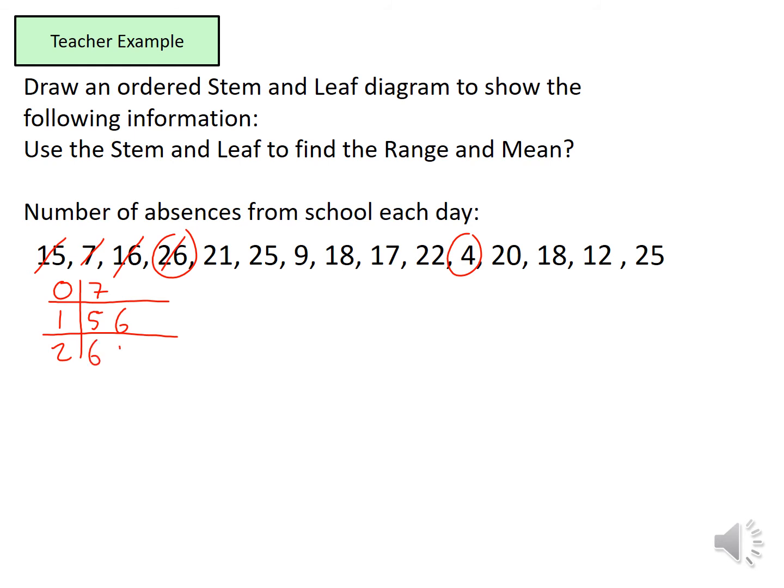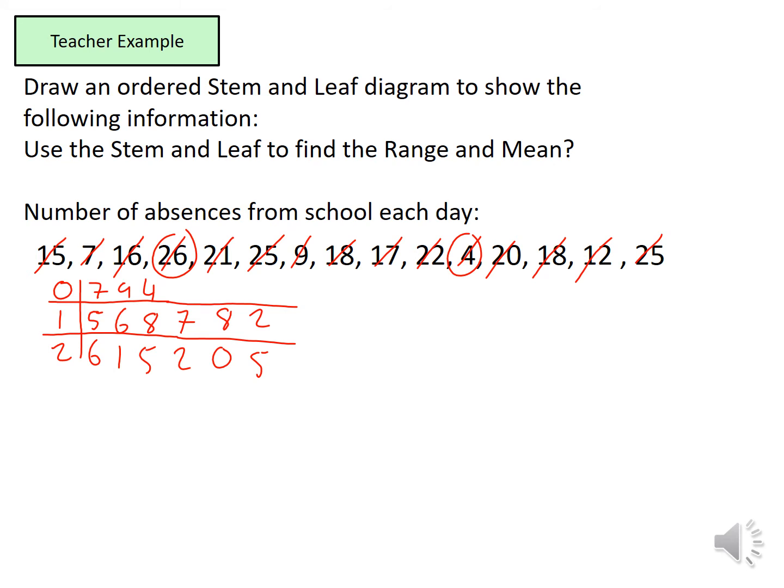Okay, and so on. Just keep going and filling them in. Cross them out as you're doing it, to make sure you don't make any mistakes and you don't miss out any numbers. So 17 would go there, 22 would go there, 4 would go there, 20 would go there, 18 would go where there's 1 stem, 12 would also go where there's 1 stem, and last number, 25. Extend the diagram if you need to fit all the numbers in.